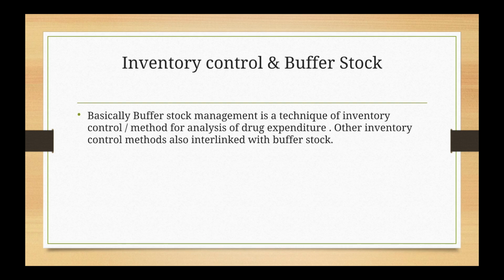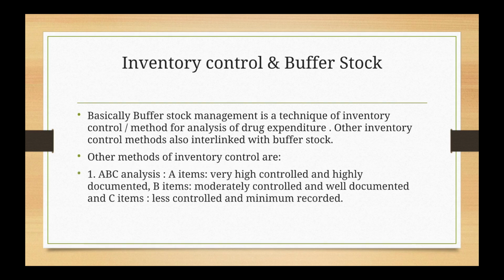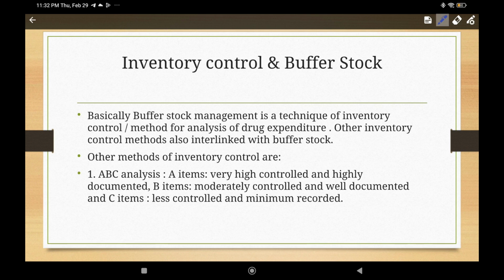Other inventory control methods are interlinked with buffer stock. See, other methods of inventory control include ABC analysis. This kind of method is also used in inventory control. ABC analysis means A items are very highly controlled and highly documented items. Suppose Schedule X drugs: very high control and highly documented drugs. We even have to keep them in a double lock system, and we have to note down the batch number and how much expenditure is done in one usage, with the registration number of the person who has consumed the item or drug.